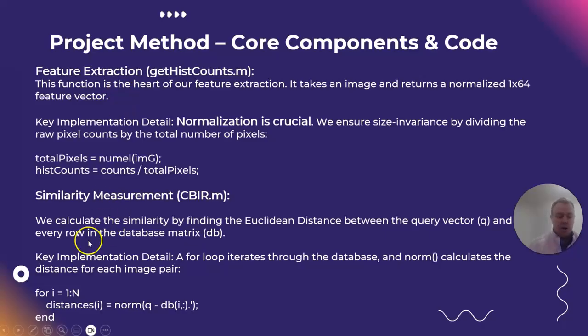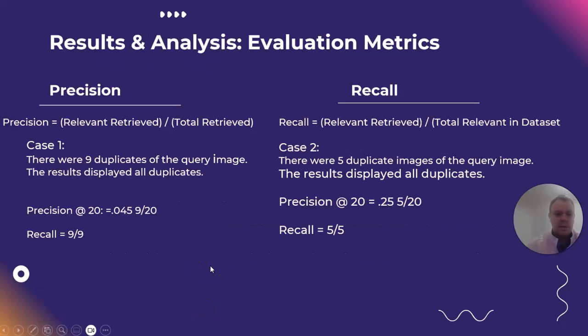And so the other key part of my code is this loop, which compares the query image against every image in the database using that Euclidean distance. So, results and analysis: precision and recall is what I used for this measurement. The precision formula is the relevant retrieved over total retrieved, and the recall is the relevant retrieved over the total relevant in the data set.